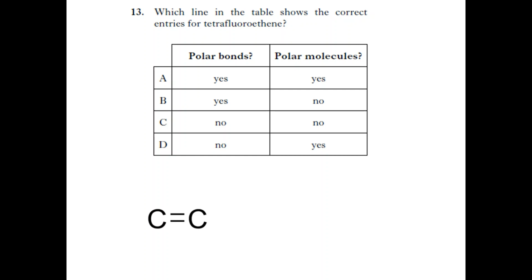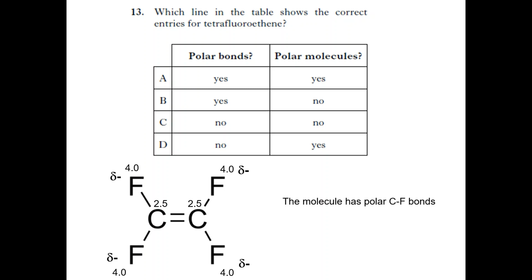So we can put down a carbon-to-carbon double bond. And the tetrafluoro part of the name tells us that there are 4 fluorines attached to the 2 carbons. To see whether there are polar bonds or not, we need to look at the data book and put down the electronegativities, and you can see there are polar carbon to fluorine bonds present in the molecule, giving polar CF bonds. So we know that the answer is either going to be A or B.